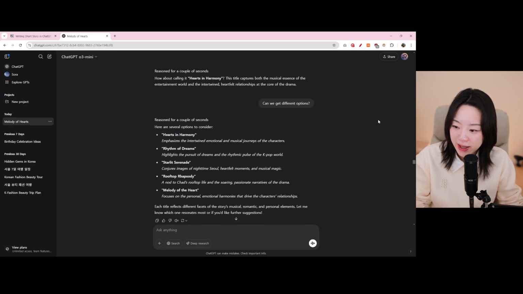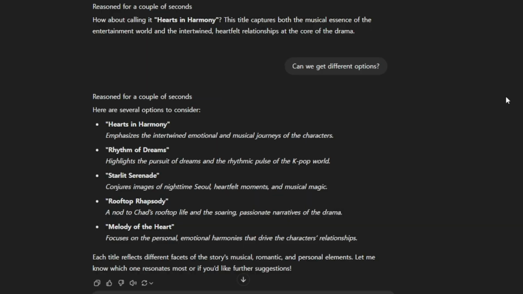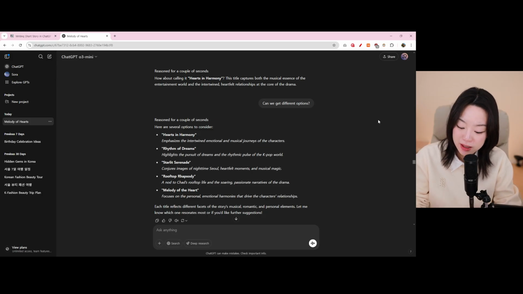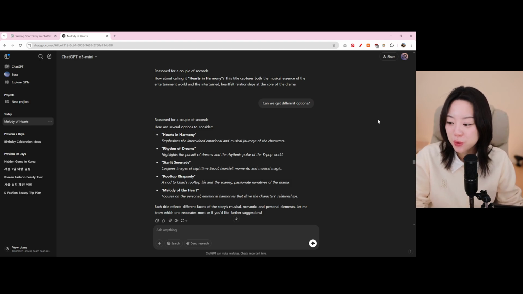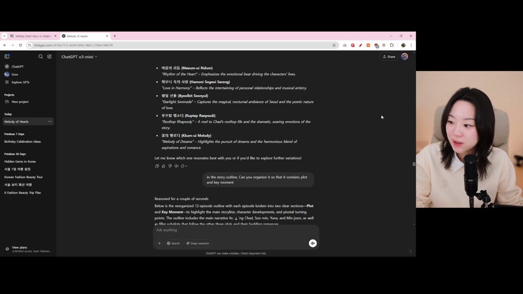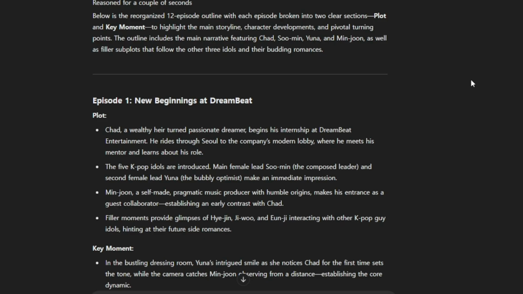We got 5, and the 5 that they gave me reflected the story plot, which I really enjoyed. So I ended up choosing Melody of Hearts. And we asked for the name in Korean, which just translated the name into Korean. The Korean name ended up being 꿈의 멜로디, which means Melody of Dreams, but sounded kind of similar to Melody of Hearts, so I ended up choosing that one. So here are the key moments and the story outline that has been finalized.